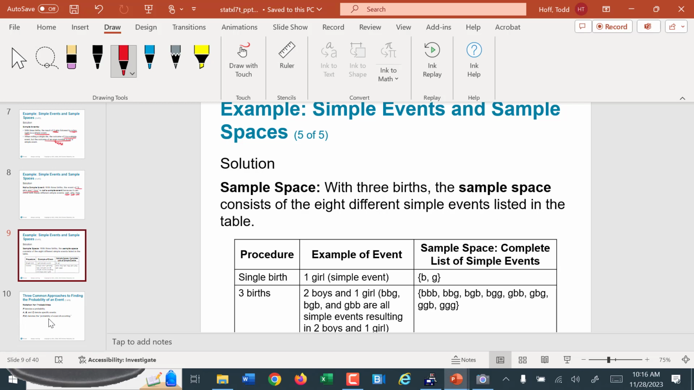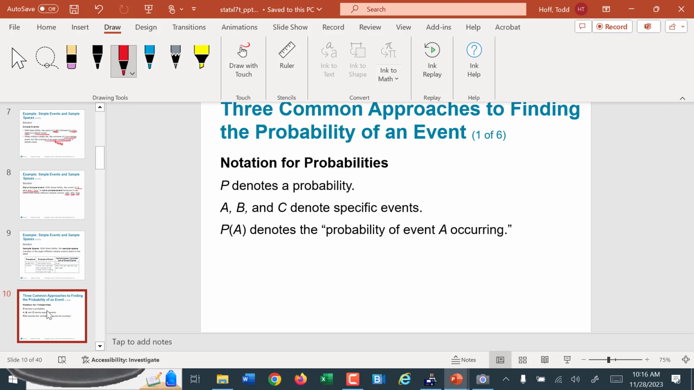So that's our example. That's basically just a summary of procedures, events, simple events or non-simple events, and sample space. So moving on then, there's 3 common approaches to finding probabilities of an event. Some vocabulary, we're going to need P, which just denotes that we're looking for the probability.